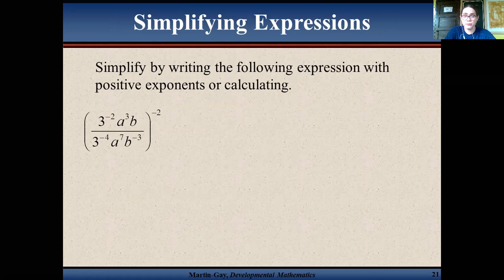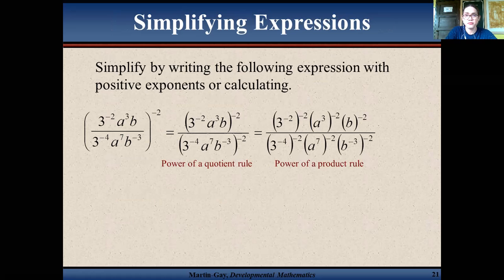Now simplify expressions. Simplify by writing the following expressions with positive exponents or calculating. If we have it here like this, then all we have to do is apply the rules or laws of exponents. Applying the power of a quotient rule, we distribute the negative 2 exponent in the numerator to each coefficient inside the parentheses. Applying the power of a product rule, you have 3 to the power of 4, a to the power of negative 6, b squared, over 3 to the power of 8 times a to the power of negative 14, b to the power of 6.